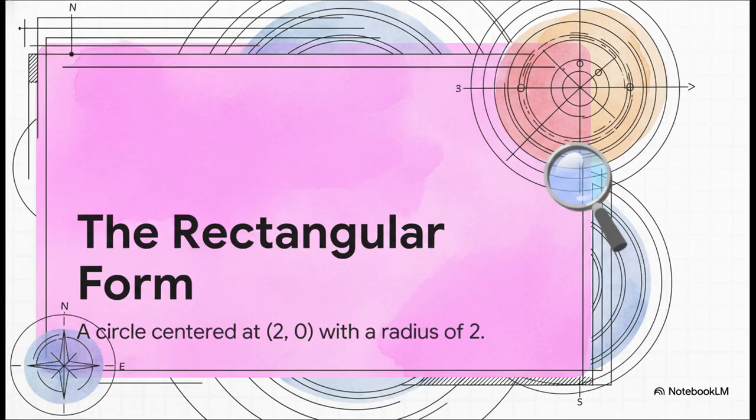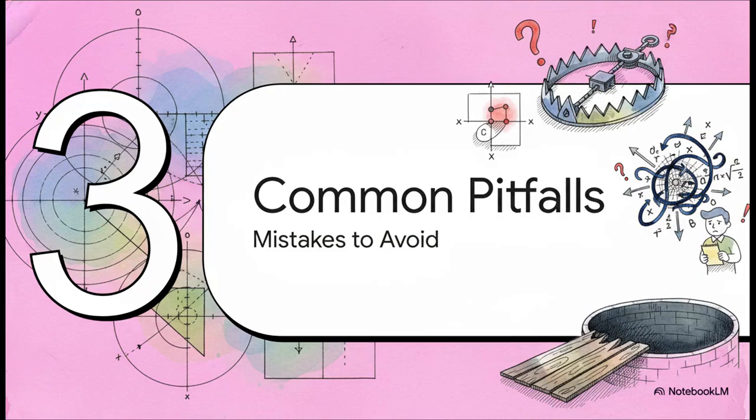And here is the big reveal. That simple, elegant little polar equation, r equals 4 cosine of theta, is just a perfect circle. It's centered at the point (2, 0), and it has a radius of 2. This is a great example of how sometimes polar coordinates can describe things like circles way more simply than rectangular coordinates can.